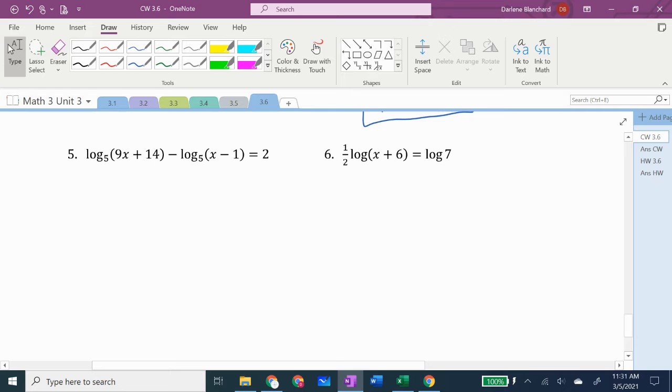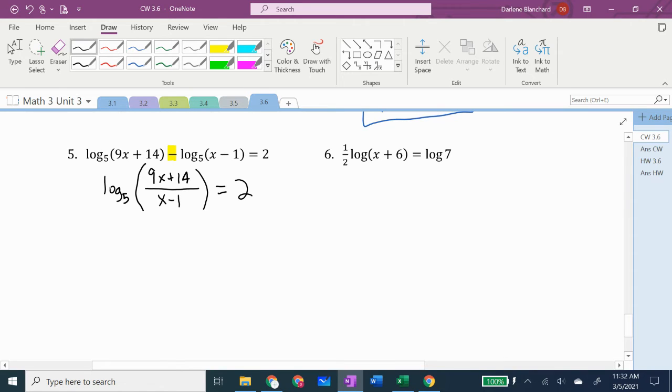I do not have a single logarithm on the left side. I need to condense this logarithm first. So I want to use the rule for when 2 logarithms are subtracting. I condense it by taking their insides and dividing them in the same order of the subtraction. So the 9x plus 14 is divided by the x minus 1. And now I condensed the left side.